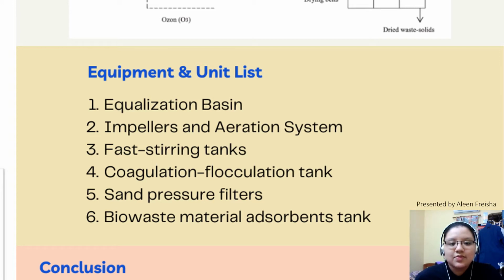Inside, the wastewater flows vertically through a fine bed of sand, and particles are removed by way of absorption or physical encapsulation. Last but not least, the biowaste material adsorbent tank. Adsorption of dyes by biowaste is a novel approach, and it's preferred compared to activated carbon due to its high surface area, porous structure, high adsorption capacity, and lower cost.